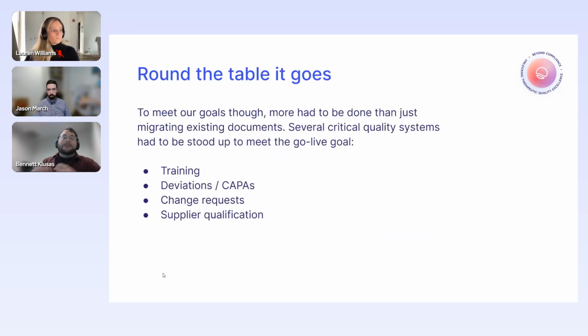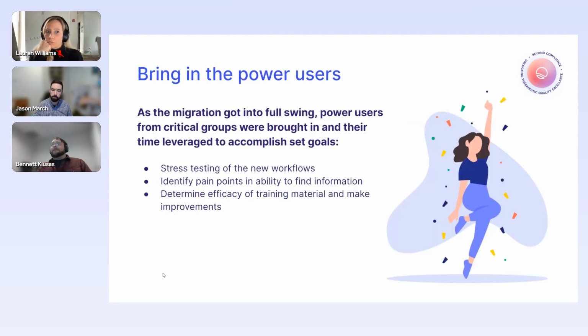So now it came time to actually set up systems within our eQMS. And to meet our goals, we had to get a few systems up, including: how are we going to handle training? How are we going to manage deviations and CAPAs and change requests and supplier qualification? And for that, we were bringing in the power users. And as things got into full swing, power users from the critical groups came in, and they helped us stress test each of these new workflows, identify pain points, and we were able to see what our training material lacked so we could improve it for the future.